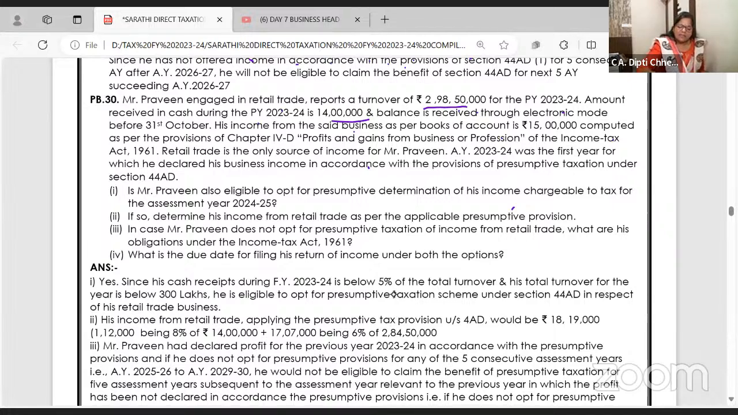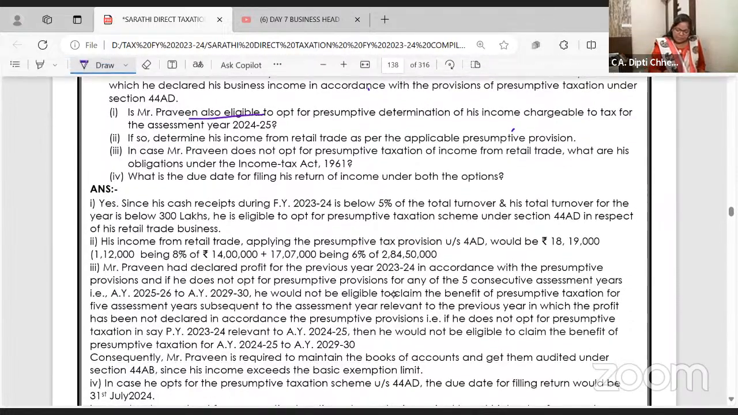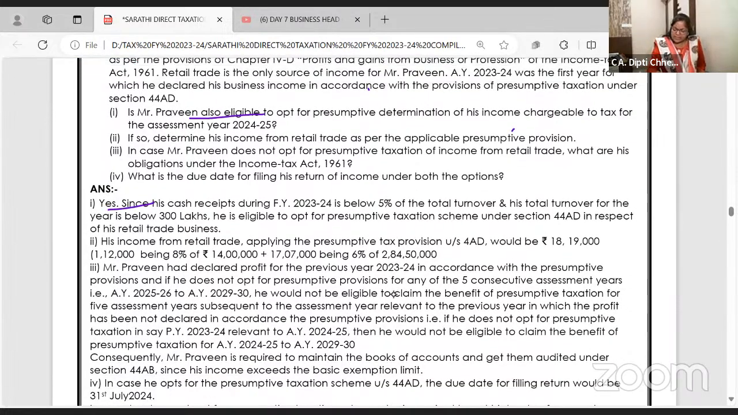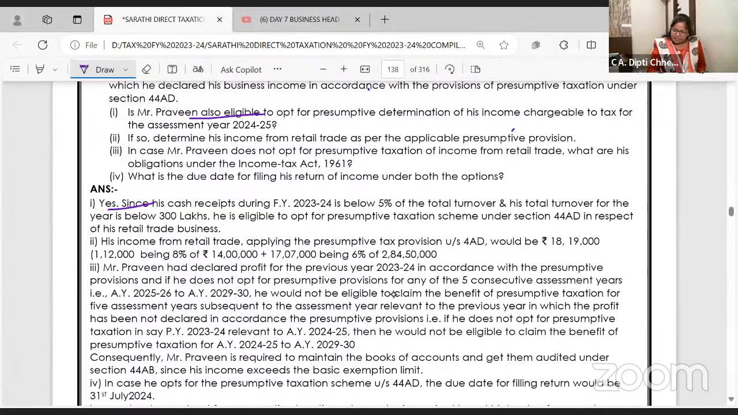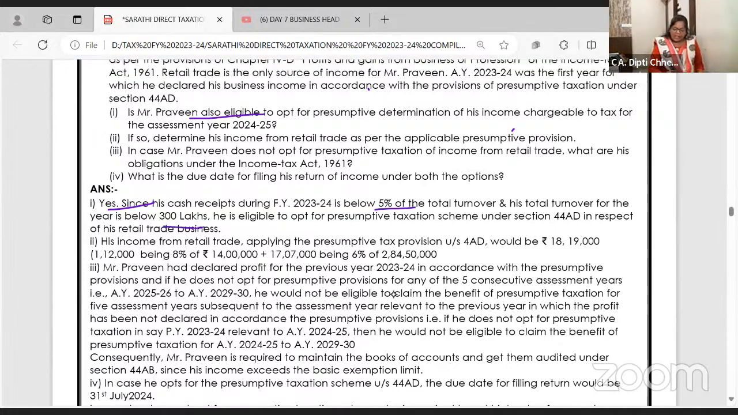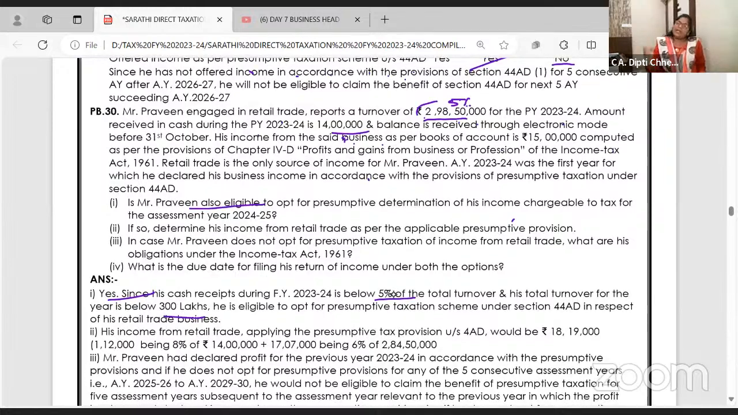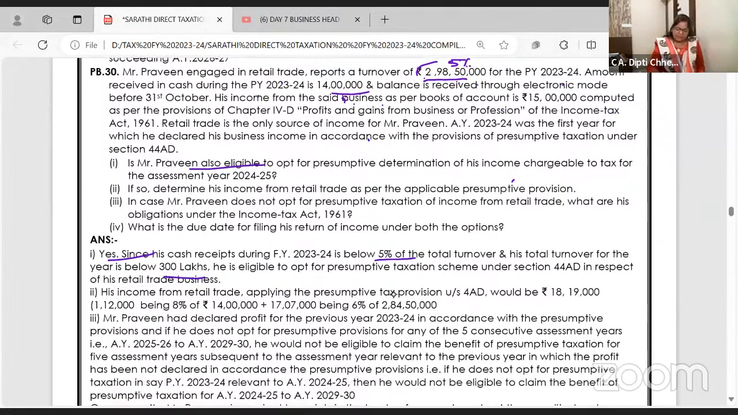298.5 का 5%, कितना आ रहा है? 14 lakhs. टर्नओवर का 5% से ज्यादा कैश रिसीव नहीं है. Cash receipt is less than 5% of the turnover, right? So up to 3 crore, can he opt for the presumptive taxation? Yes. Since his cash receipts are less than 5% of the turnover and his turnover is up to 3 crore, he can opt for presumptive taxation.